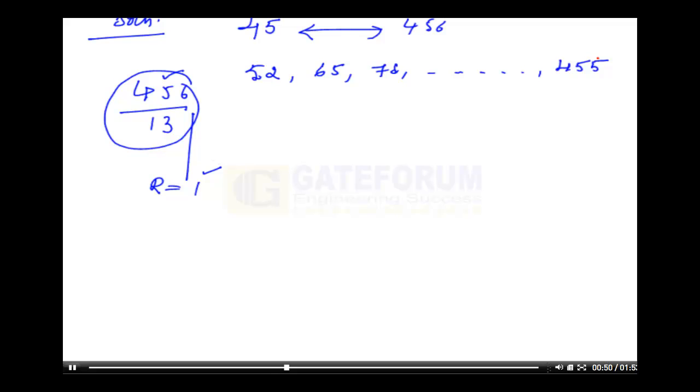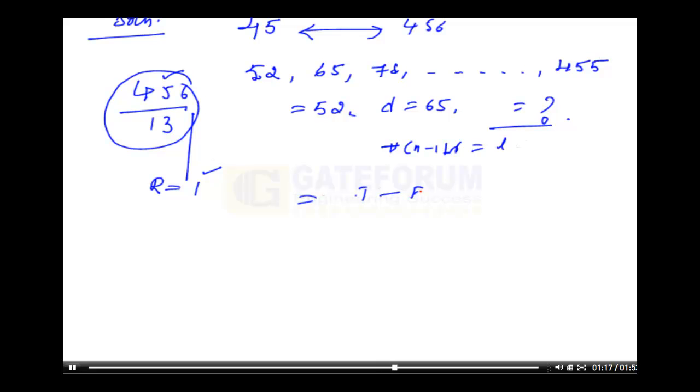Now it is an arithmetic progression whose first term is 52 and the common difference is 13, and we have to find the sum. That means in order to find the sum, we have to know the value of n, the number of terms. Now how to find the number of terms? One method is a + (n − 1)d = l, that is the last term. From this we can find the value of n, or I'll give you a simple method: (last term − first term) / common difference + 1.